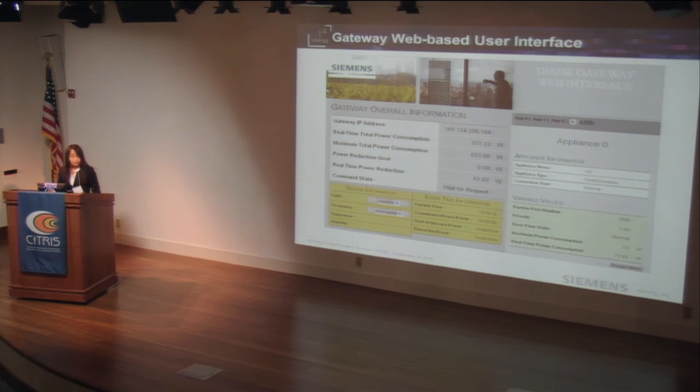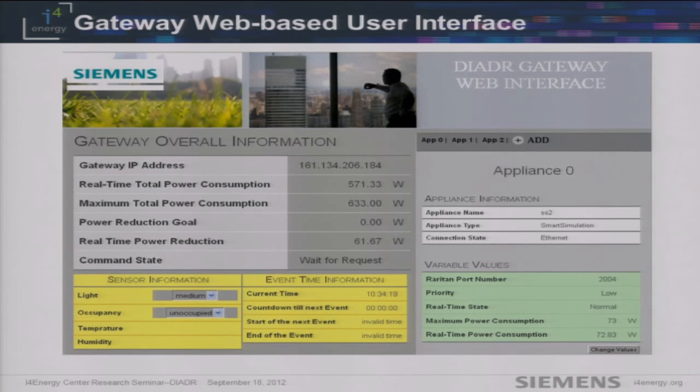And then on the right-hand side, you can see that we show the details of each and every appliance. If you click on that tab, you would see the information of that appliance. And also from this UI, you can add or delete an appliance, and you can change your priority, which goes to the user preference. If you set it as critical, then the gateway won't turn it off.